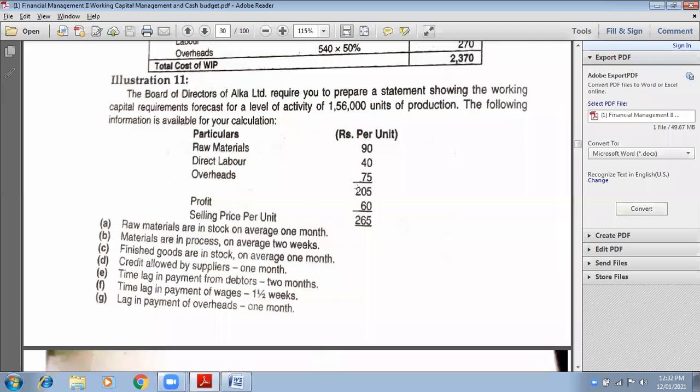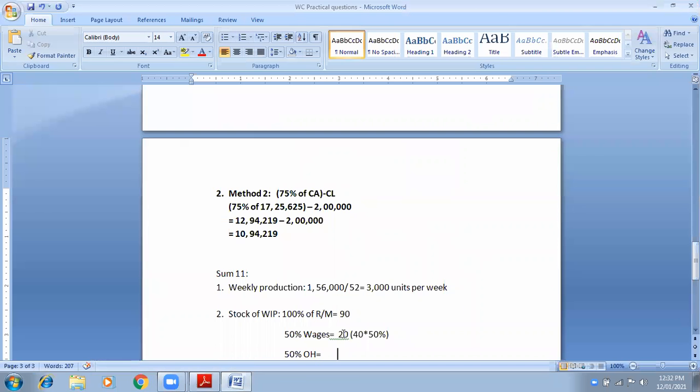Overheads are 75. So how much will we take? 37.5. How did you calculate it? 75 into 50%. Very good. 75 into 50 percentage, bracket close.